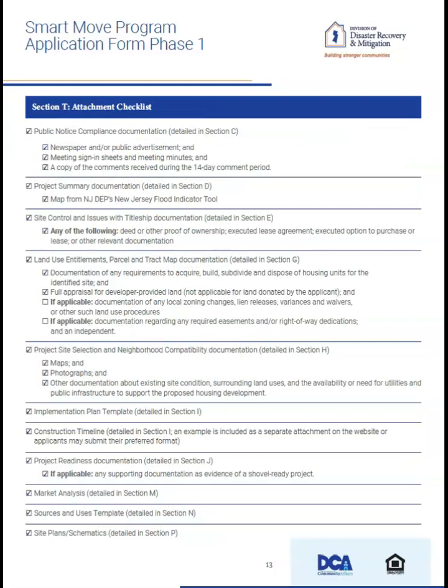Section T, Attachment Checklist. Lastly, to ensure that you have included everything you need to with your application, an attachment checklist is included on page 13 of the application. DCA asks that you complete this checklist and include it with your application after ensuring that all of the attachments listed as applicable are included. Check all applicable boxes before completing this checklist.